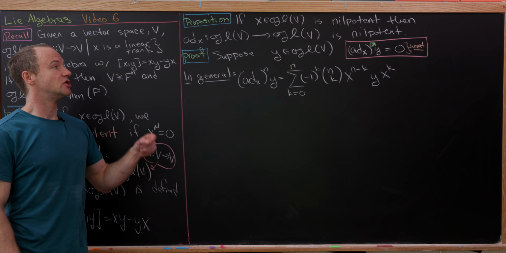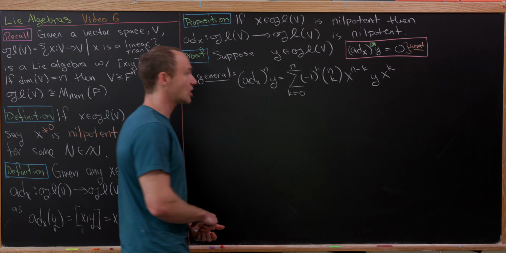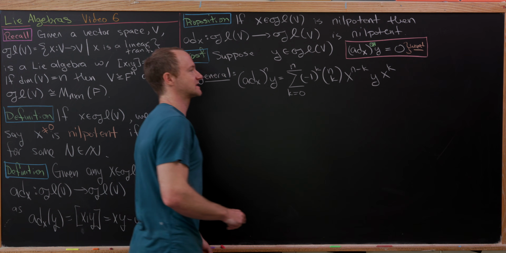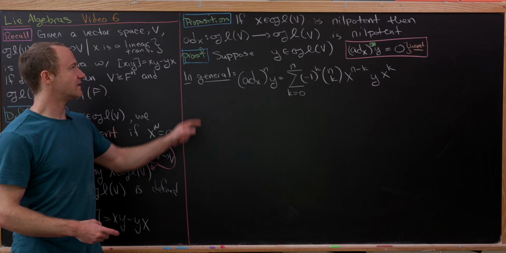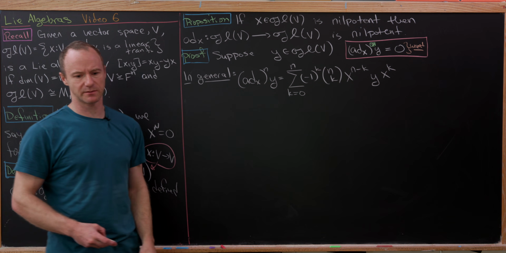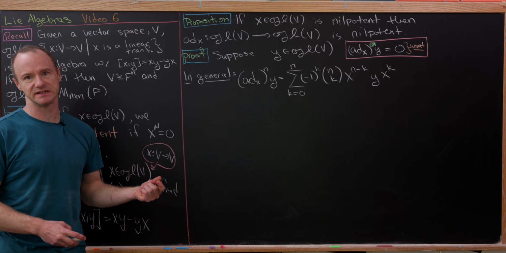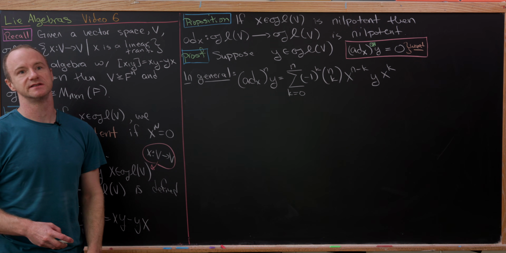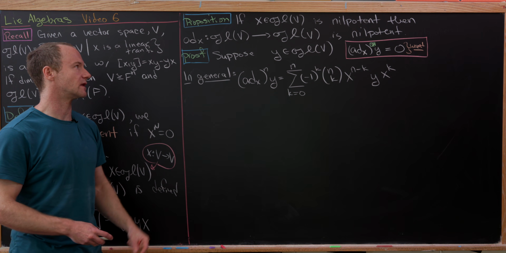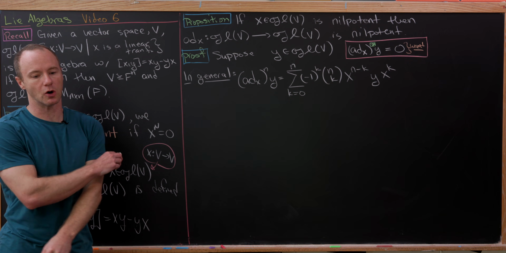Okay, and let's note that we want to show that some power of ad x applied to y is equal to 0. And we're given that some power of x applied to any vector is 0. So in other words, some power of x is the 0 map. So now we'll use that to prove our goal.